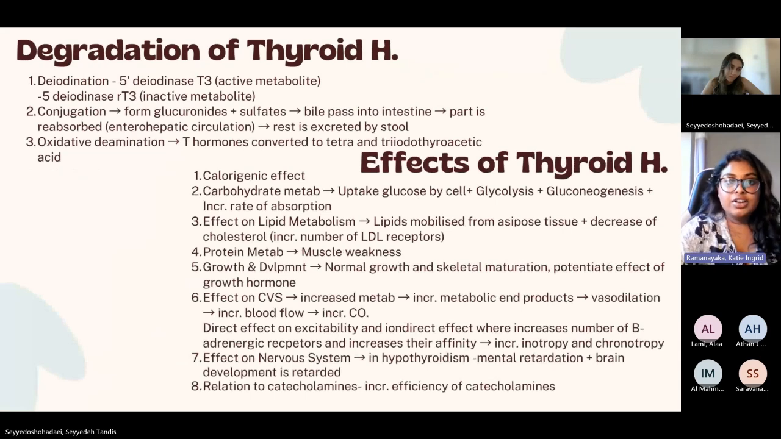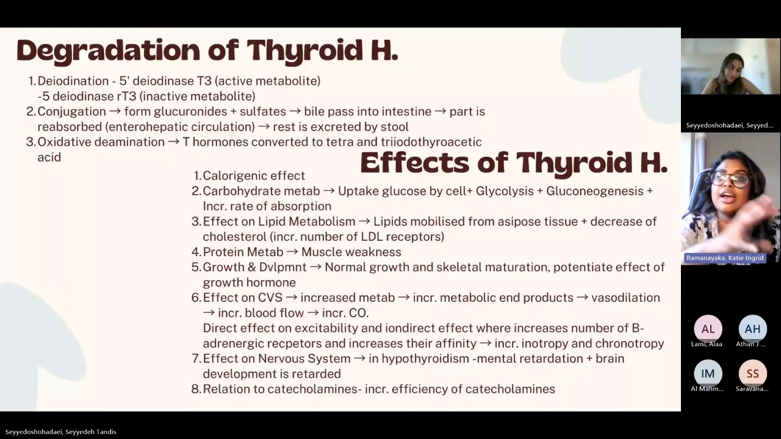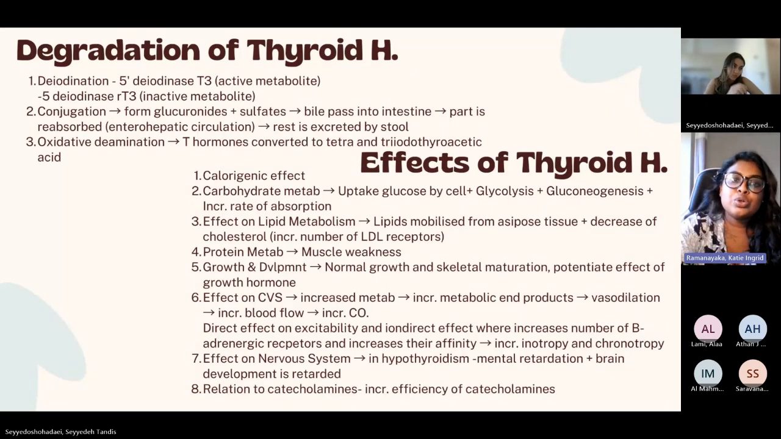Now, the degradation of thyroid hormones first undergoes deiodination. That means the iodine molecule is removed from the hormone. And you're supposed to know what the enzymes are for the deiodination, which are 5' deiodinase and 5-deiodinase, which are able to deiodinate two different types of molecules to fully degrade the thyroid hormone.